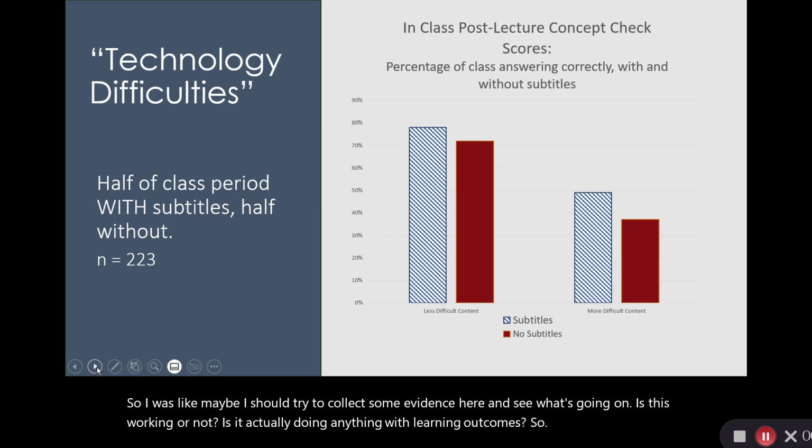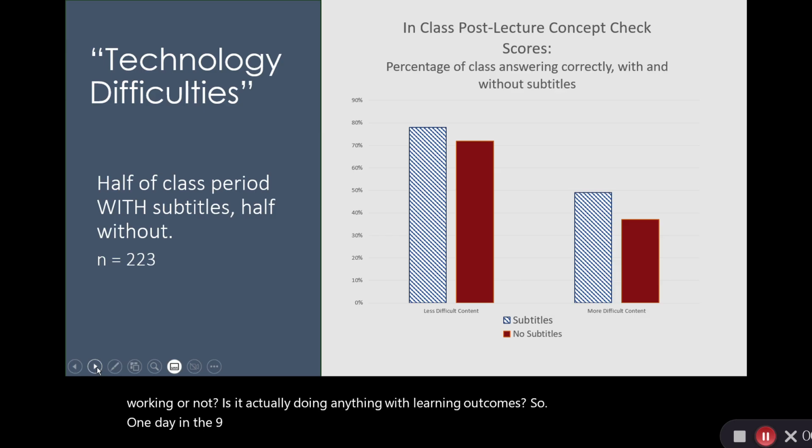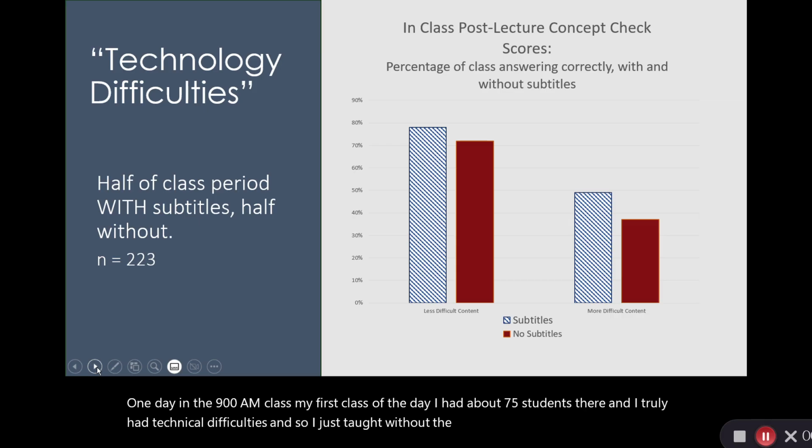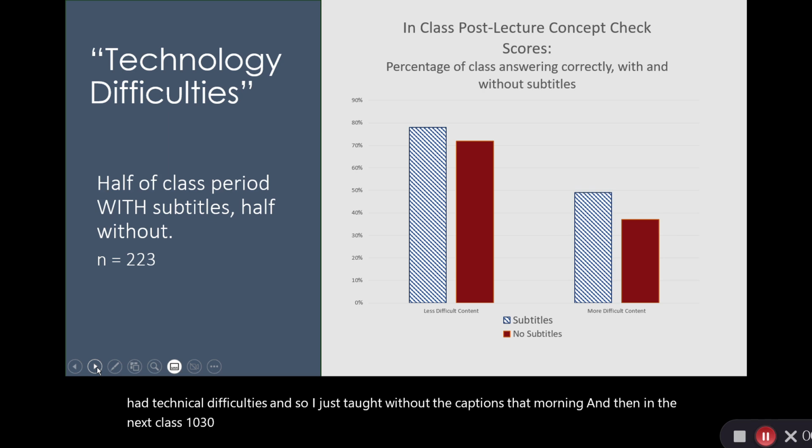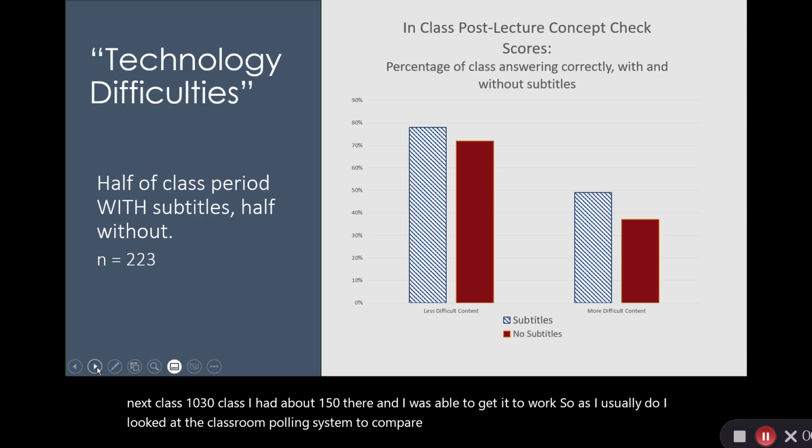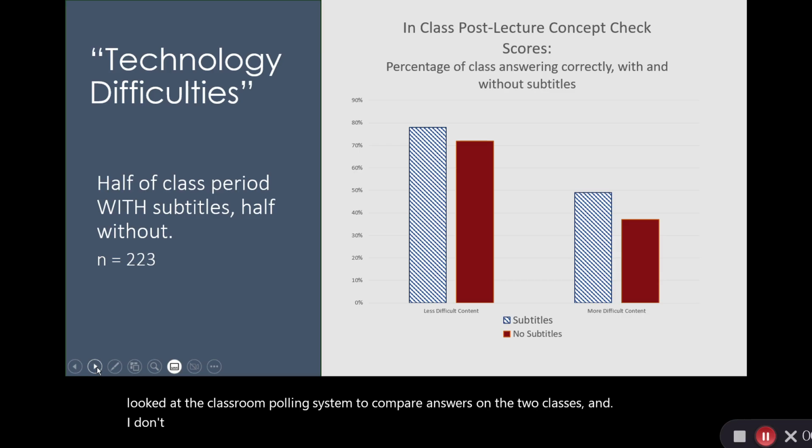One day in the 9 a.m. class, my first class of the day, I had about 75 students there, and I truly had technical difficulties, and so I just taught without the captions that morning. And then in the next class, 10:30 class, I had about 150 there, and I was able to get it to work. So as I usually do, I looked at the classroom polling system to compare answers on the two classes. And I don't typically see much difference between those two sections, but there was a slight difference.